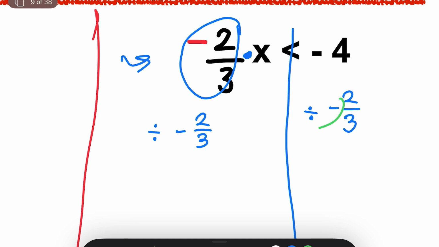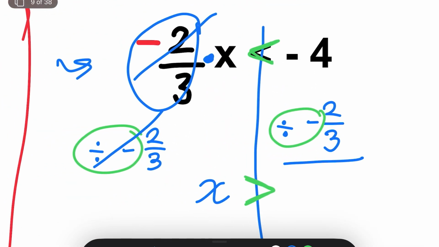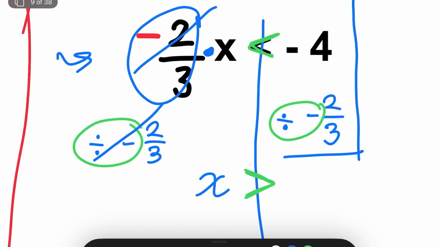Since I'm dividing by a negative number, my inequality will change from less than to more than. The variable x stays the same and the number is cancelled. Now on this side, again, I have a division by a fraction, so I go to KCF. What do I have? I have negative 4 divided by negative 2/3. KCF: keep, change, flip. Keep the negative 4, change it into multiplication, flip this. It's going to be negative 3/2.